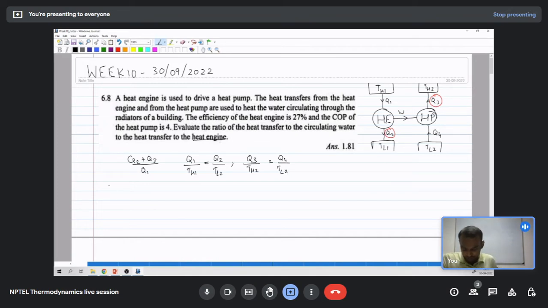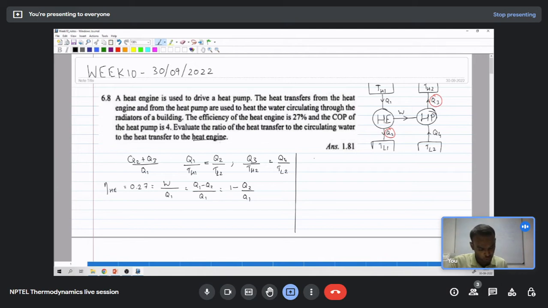We are given the efficiency. The efficiency of the heat engine is equal to 27%. So that is the work output divided by Q in. Here the work output, from the energy balance, is Q1 minus Q2, divided by Q1. So this is 1 minus Q2 by Q1.